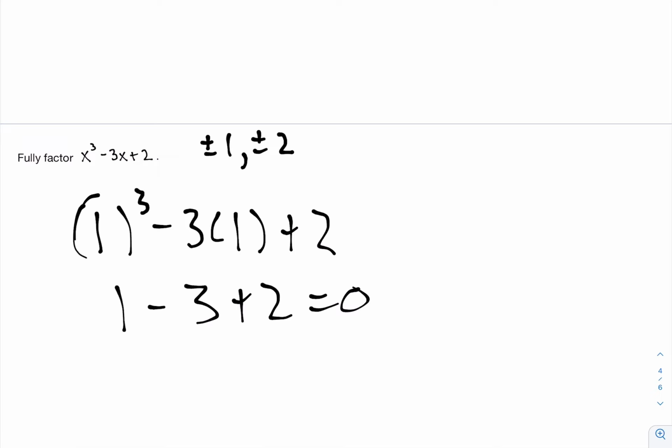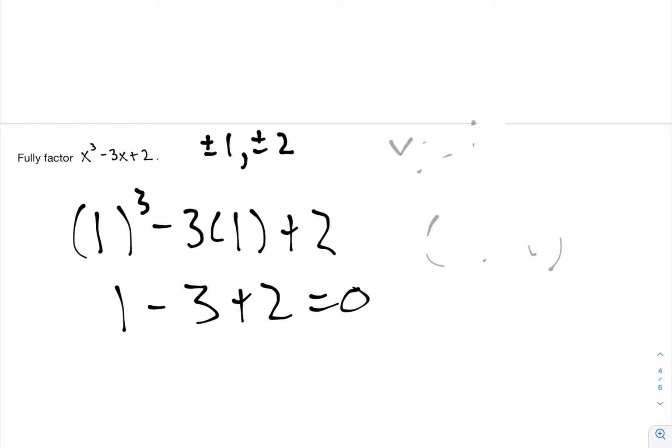So when x is 1, the remainder is equal to 0, or the function value is equal to 0. Well, hold on. The factor theorem says that if the remainder is equal to 0, then that must mean that what you put in is a factor of the function. So if x is equal to 1, that means when we divide this, one of the brackets must be x minus 1.